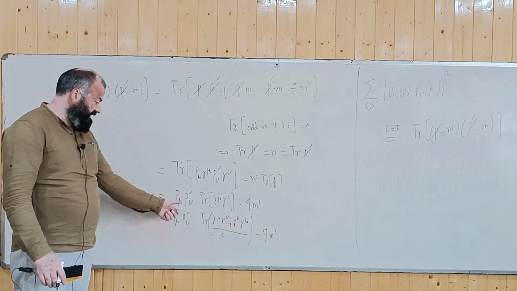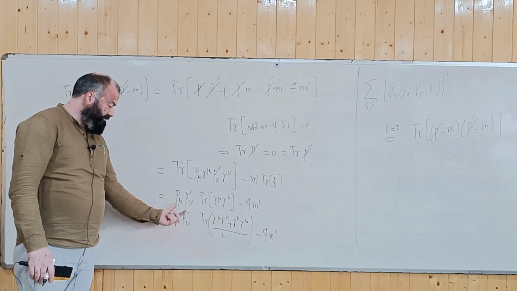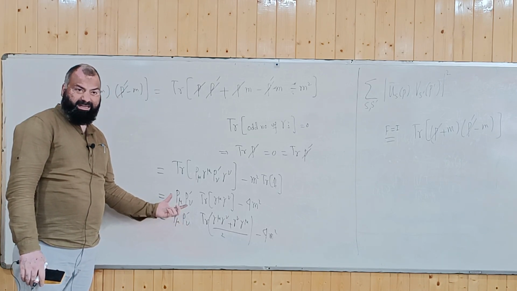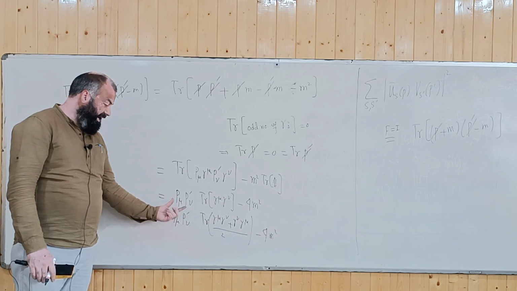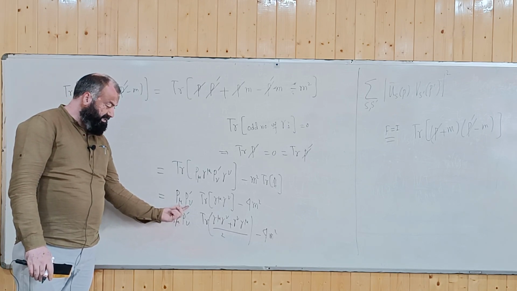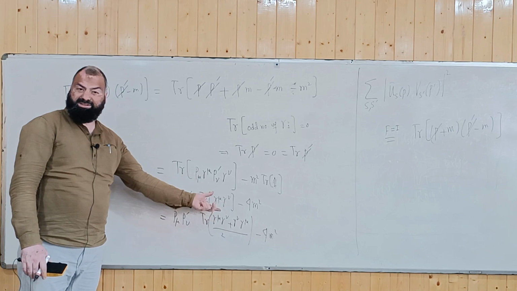In other words, you can see this thing. Interchange p mu and p prime nu, so it is one and the same thing. That means the exchange of mu and nu here is symmetric. So this has to be symmetric.